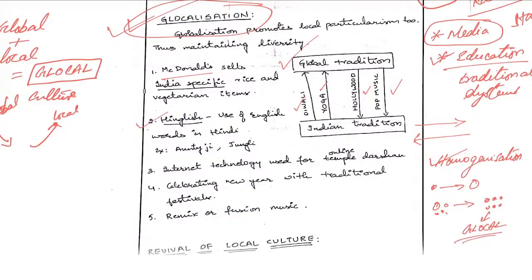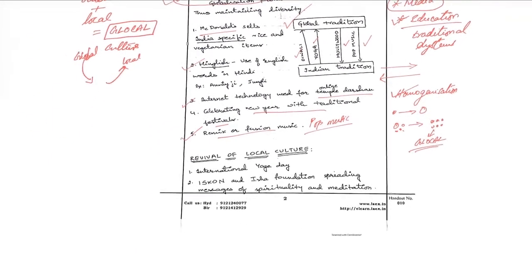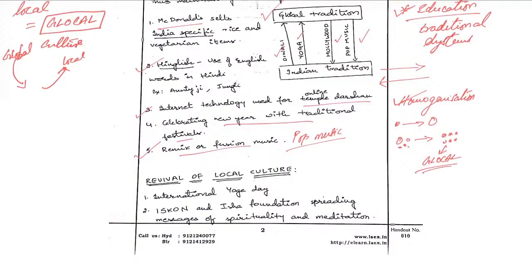English, for example, is an example of globalization. Hindi plus English. Next, how we are using internet for religious purposes, online darshan. So this is once again local culture using global culture to create global. Celebrating New Year with traditional festivals, remix or fusion music. For example, we have Punjabi pop music. That is nothing but using the Western ideas to create a local culture.